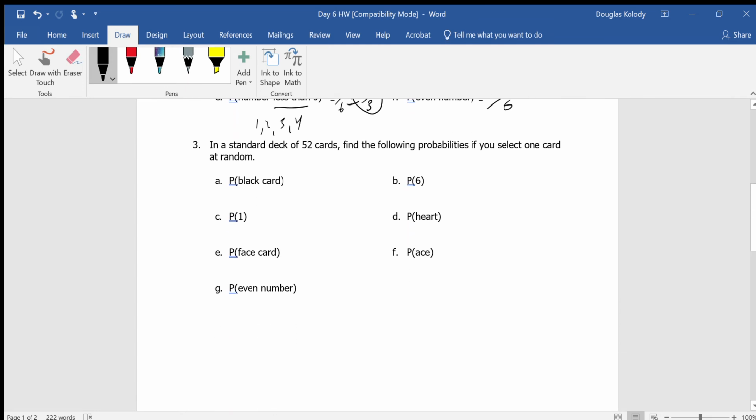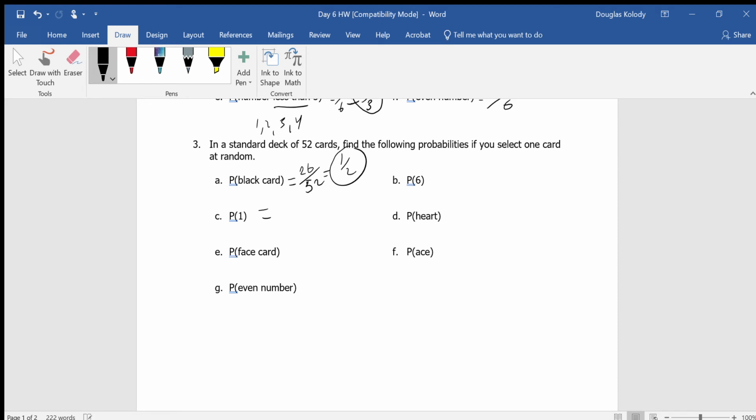Standard deck of 52 cards. I attached a reference sheet for you to look at. Please print out that reference sheet if you are not familiar with cards. That reference sheet has all the breakdowns of cards. What's the chances that the card is a black card? That's half the deck. 26 cards out of 52 are black, 26 out of 52 are red, so that's 1/2.